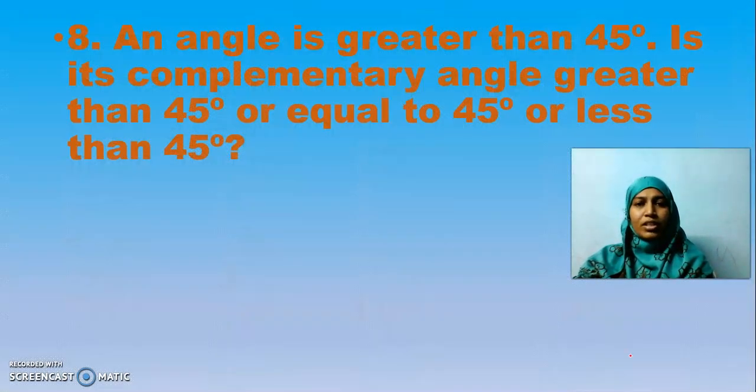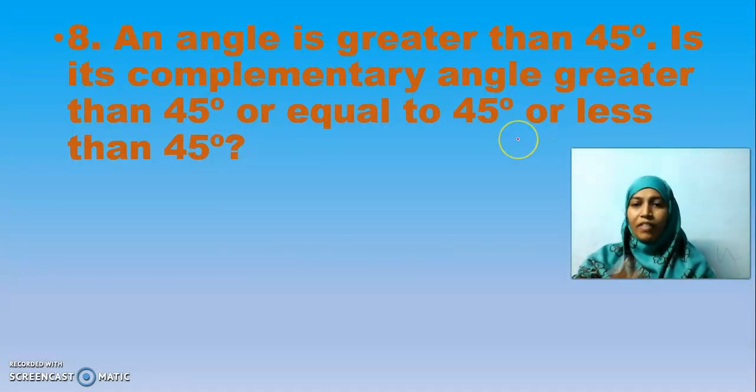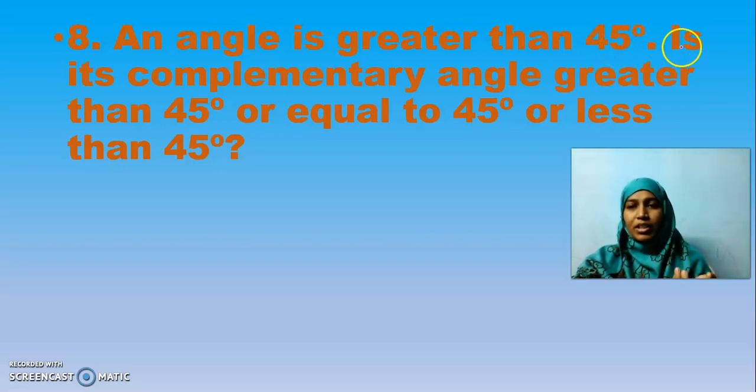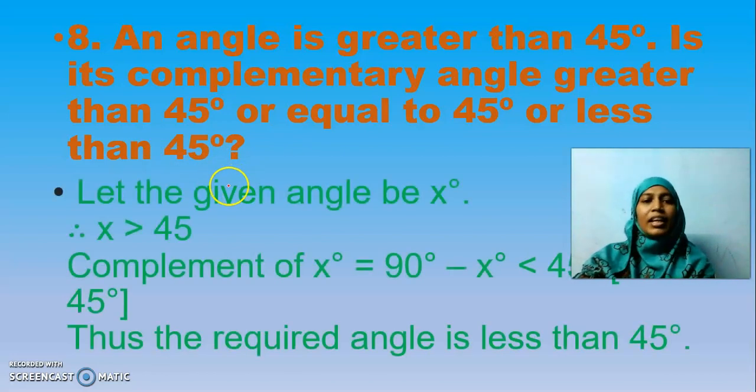Now the next concept is, okay, before getting into that, we have one more question. An angle is greater than 45 degrees. I have an angle, it is greater than 45 degrees. What will be the complement of that angle? It is 90 minus the angle, isn't it? If I have chosen an angle greater than 45 to be 60 degrees, what will be its complement? 90 minus 60, 30 degrees. Now, that's not my question. The question is, is its complementary angle greater than 45, or equal to 45, or less than 45? By this time you would have answered, yes, it is less than 45.